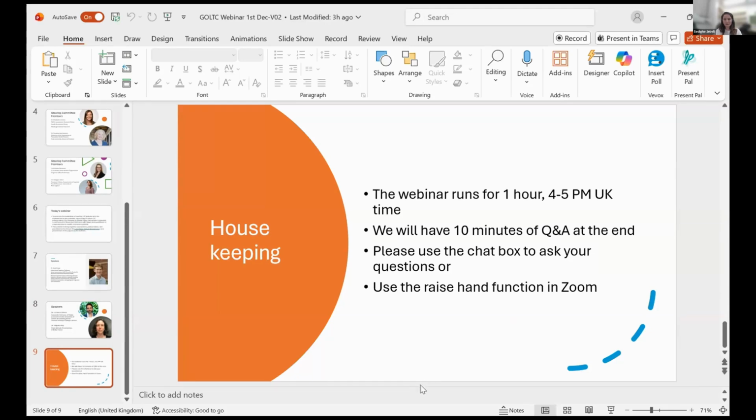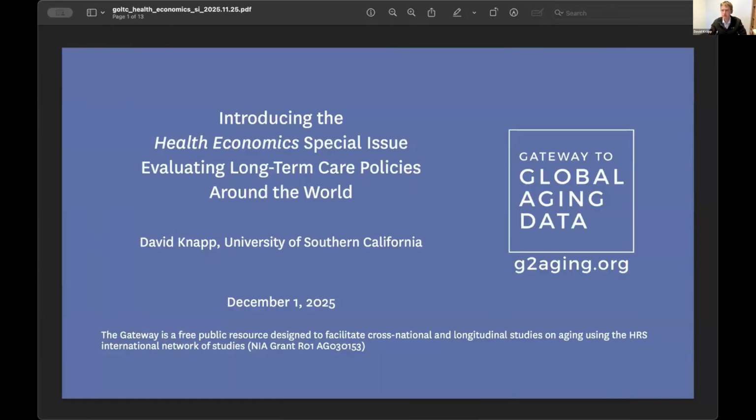Thank you. Thanks, Seti, for introducing all that. We're really excited to be part of this working group. We think a lot of the Global Observatory of Long-Term Care and are really excited about this opportunity to have more discussion around long-term care policies. My role here is to introduce the health economics special issue that the Gateway to Global Aging launched. My name's Dave Knapp. I'm an MPI on the Gateway to Global Aging data, and part of my role is helping lead our policy initiative.